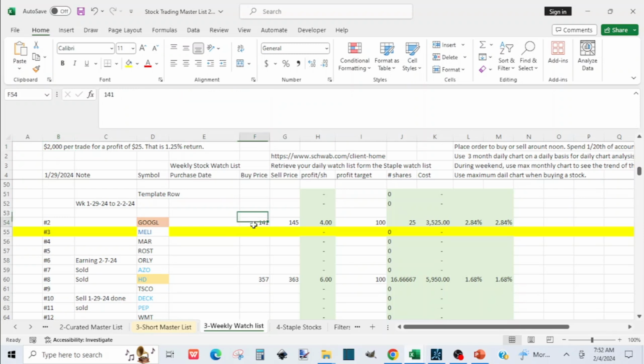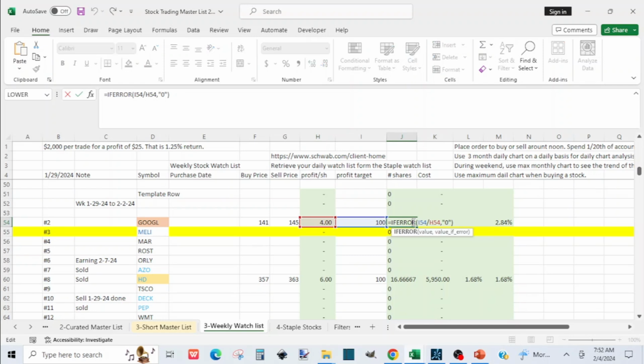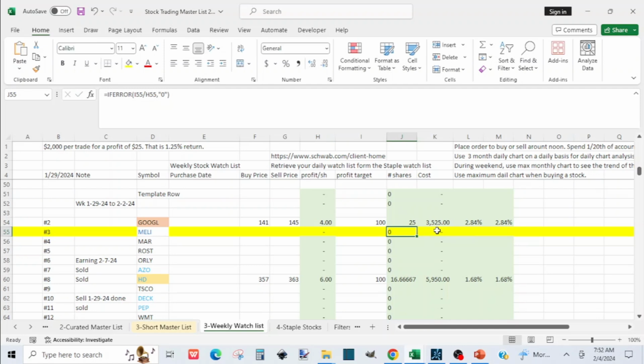You can see I estimated the buy price and what price I'm going to sell it at. It's $4 profit per share. How many shares do I need to buy to make $100? That will be taking 100 divided by 4 to give me that. And then I will say, okay, if I'm going to buy at $25 per share at this price, how much is it going to cost me? And when I'm entering the number of shares to buy, I will keep an eye on it and work with that.